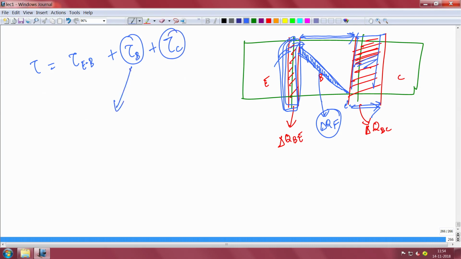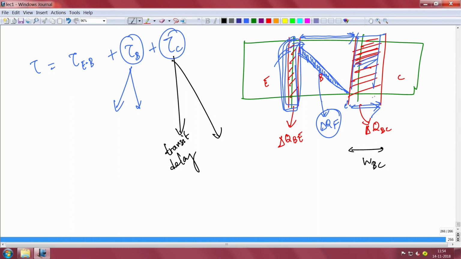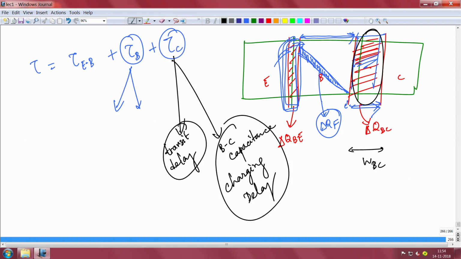So the base has two components of delay, the emitter also has two, and the collector also has two components of delay. One is the transit delay, because the electrons have to travel through this WBC, the base collector depletion region; electrons have to physically travel across that. So that is the transit delay. The other is the base collector capacitance charging delay, because the base collector has a capacitance that will have to charge and discharge. So that charging and discharging delay will be there, along with the transit delay that crosses.